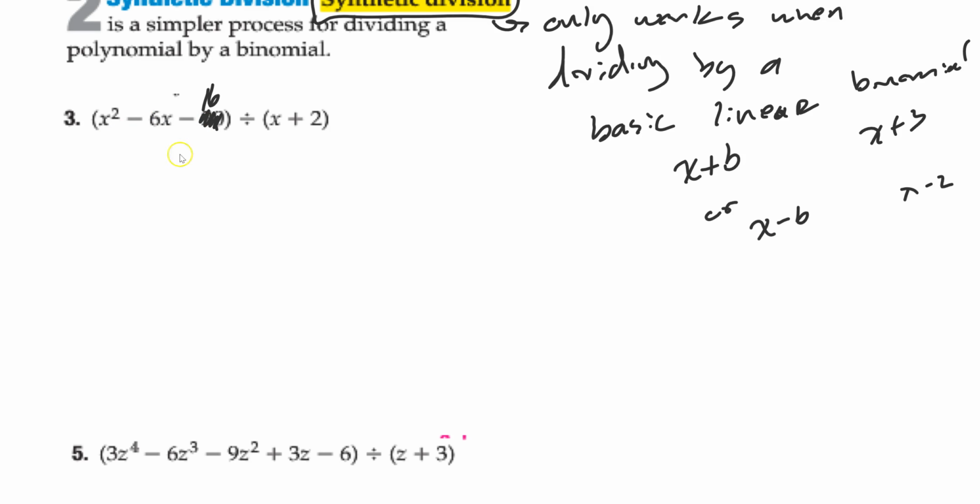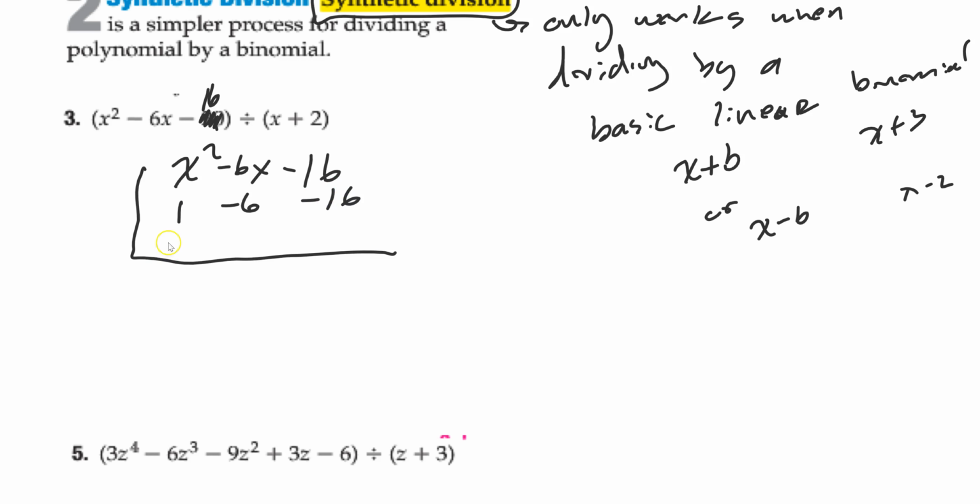First, let's set it up. So what I'm going to do is rewrite this: x squared minus 6x minus 16, to match what we did earlier. And then we're going to write down the coefficients. So 1, negative 6, and negative 16. I like to write an arrow underneath the first one because we bring that first one down. I like to write a box at the end because that's our remainder.